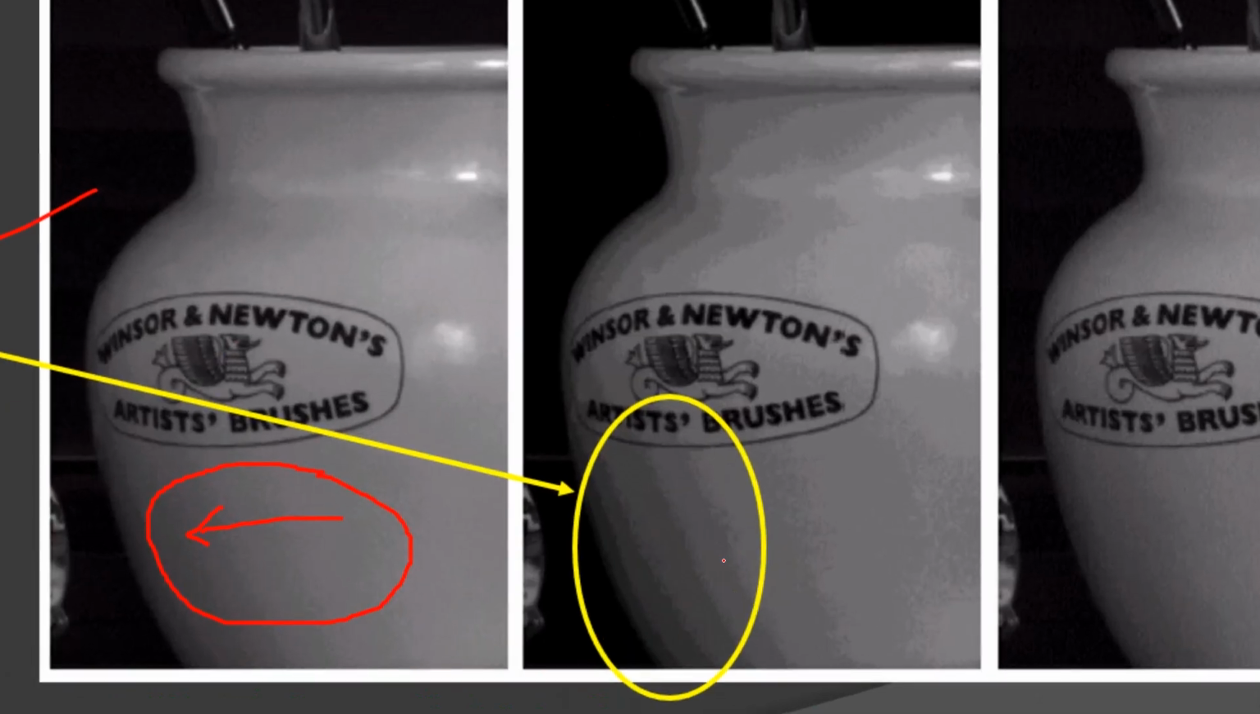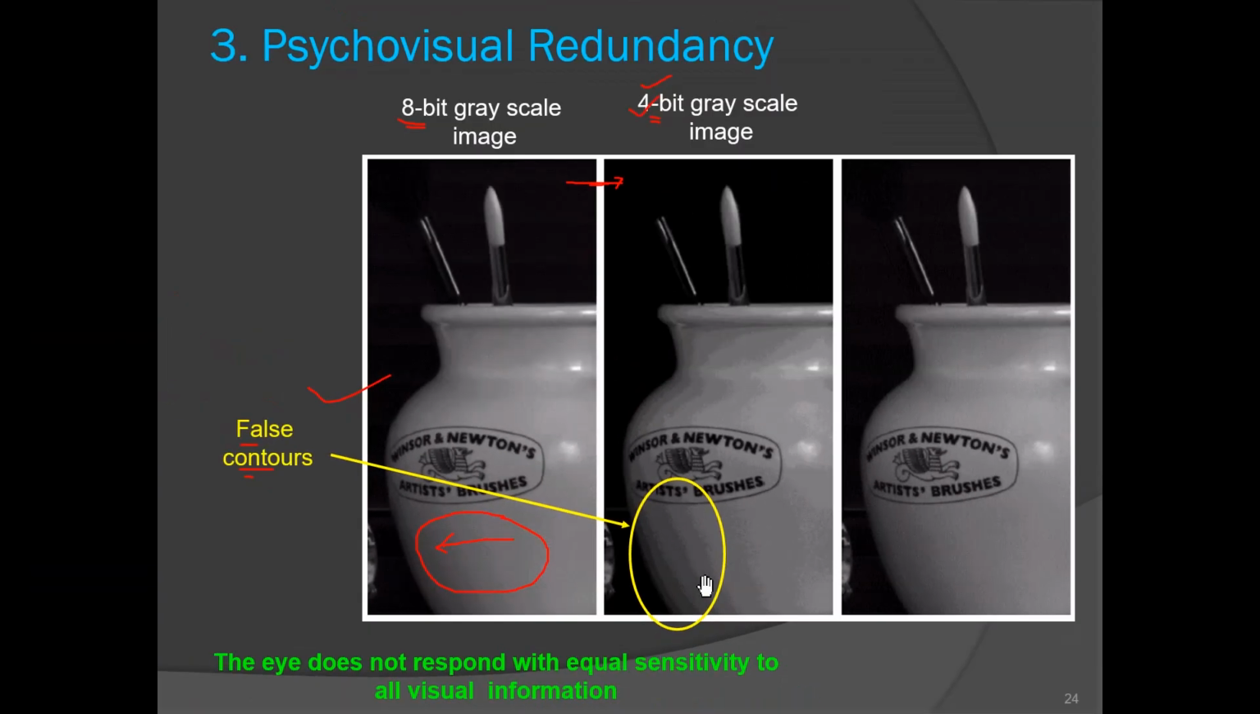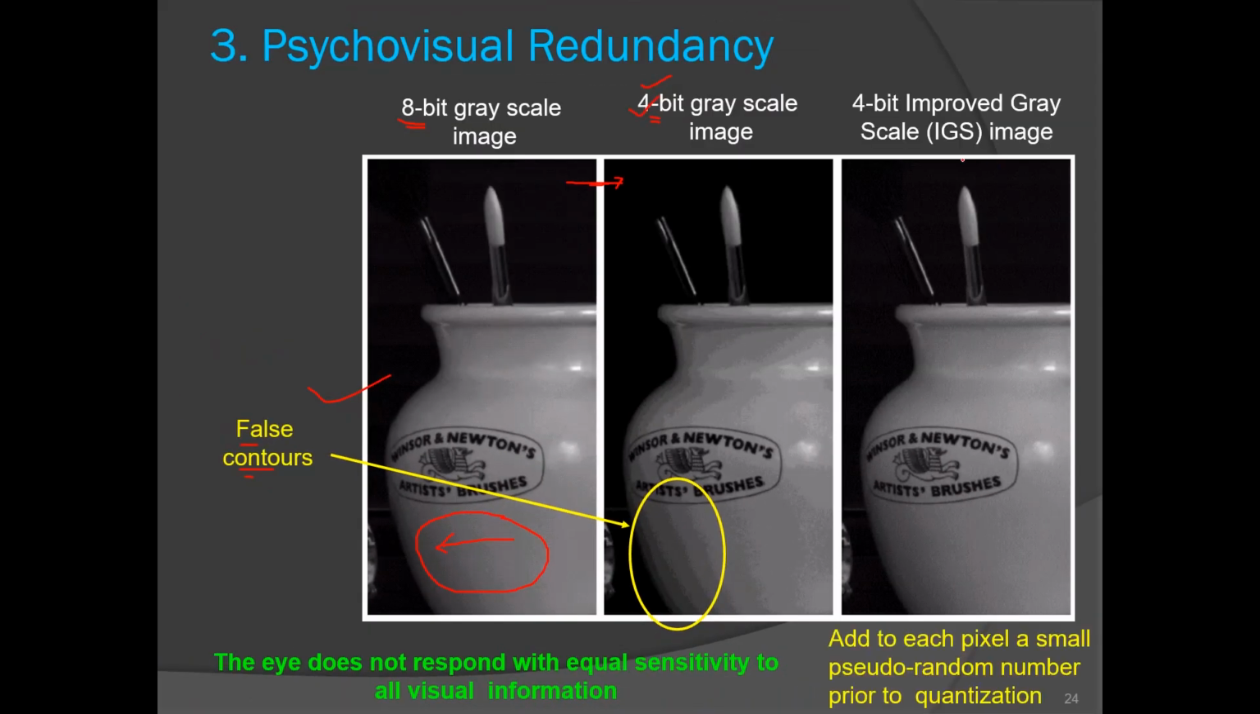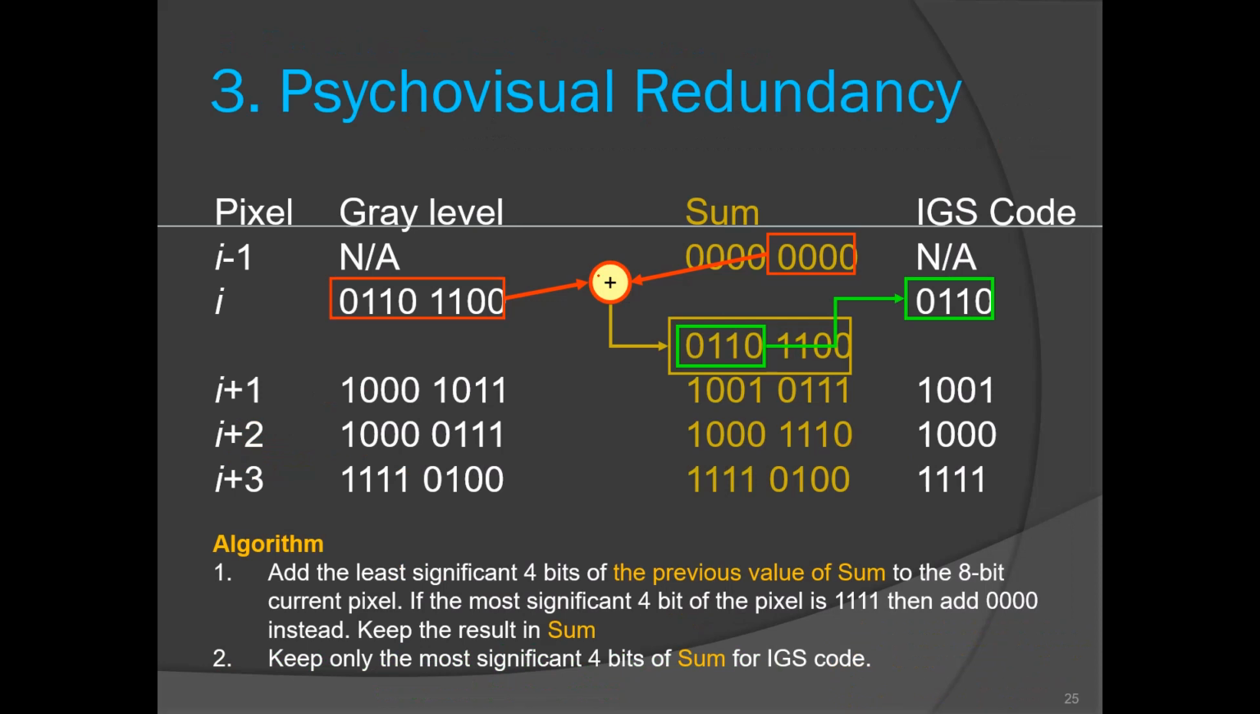As you can see here, we are getting contours, meaning edge-like structures. That can be easily removed using the IGS system. So what is the IGS system? This image is also stored using 4 bits only, but false contours are not visible there. How do we achieve that? The procedure is given here. We add the least significant 4 bits of the previous value of sum to the 8-bit current pixel. If the most significant 4 bits are 111, then we add 0000.